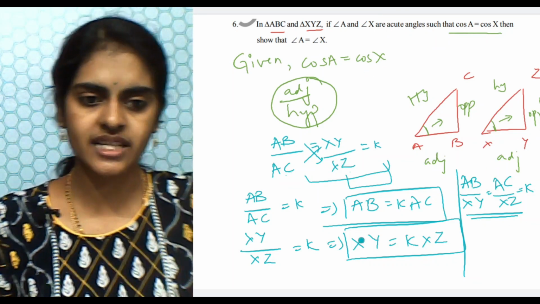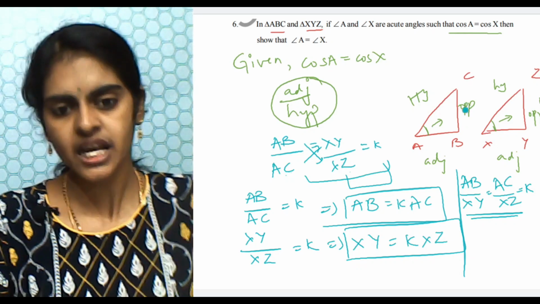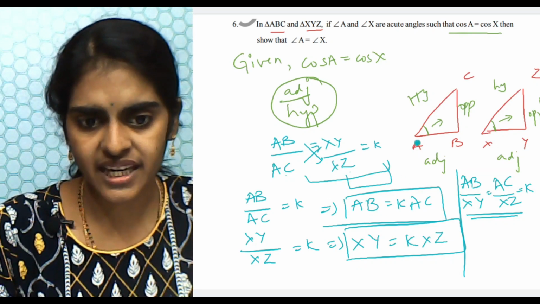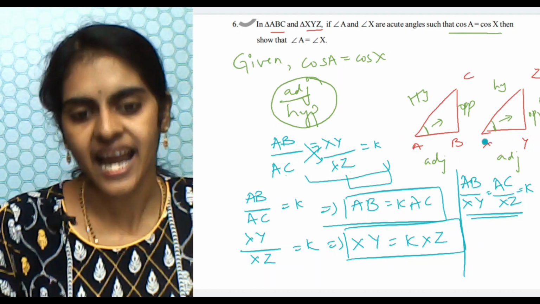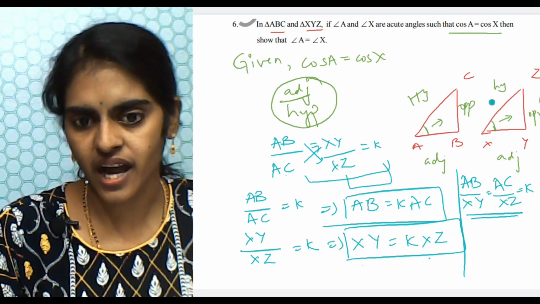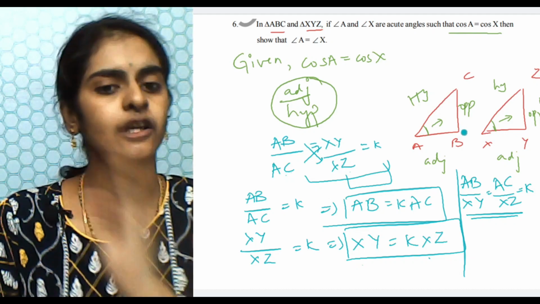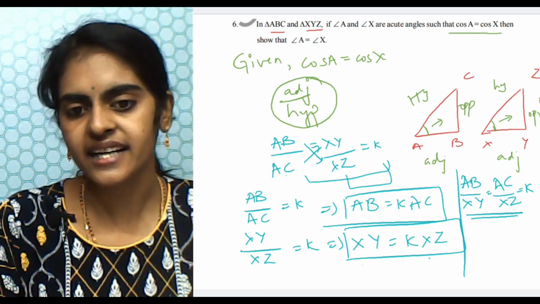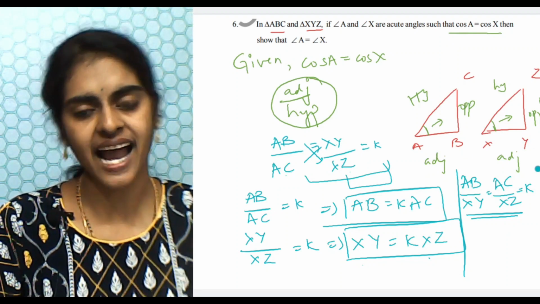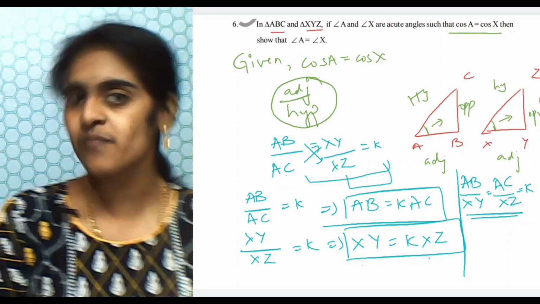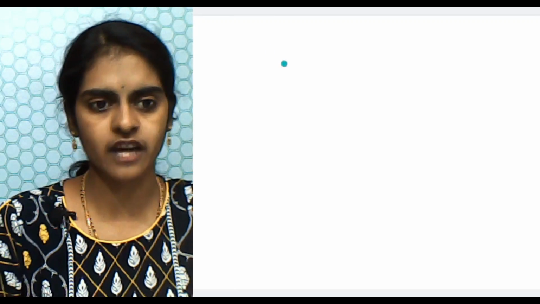Now just see, we have got all these values. You have AB, AC values. So for AB, AC you have a relation and here for XY, XZ you have a relation, but you don't have a clue what this BC is. And here in this triangle you don't know what YZ is. So let us find this BC and YZ using which theorem? Pythagoras theorem. So let us do it now.